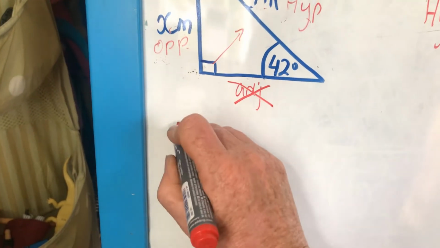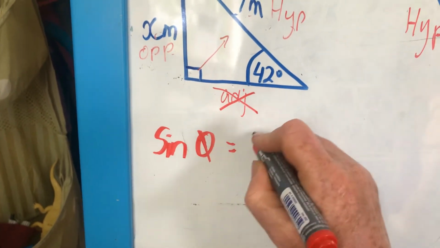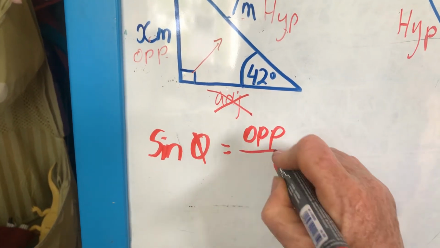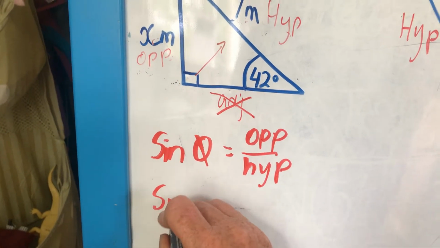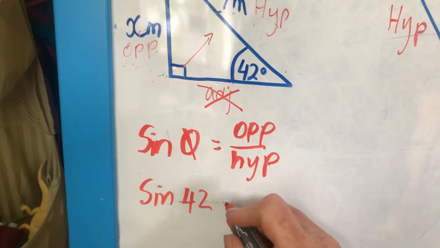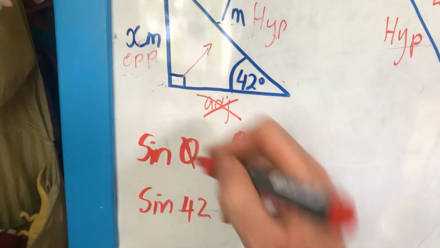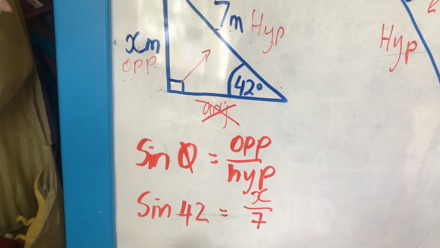So we write down the rule. Sine of the angle equals opposite over hypotenuse. In this case, sine of, what's the angle? Sine of 42, so we write our rule. Then we put in our numbers. Opposite is x and the hypotenuse is 7.